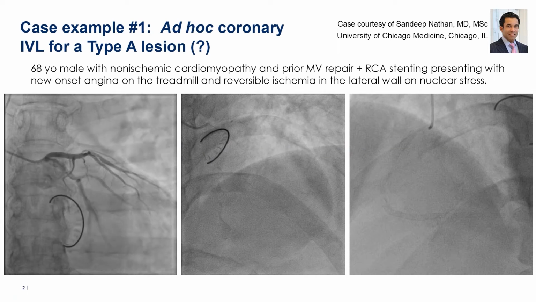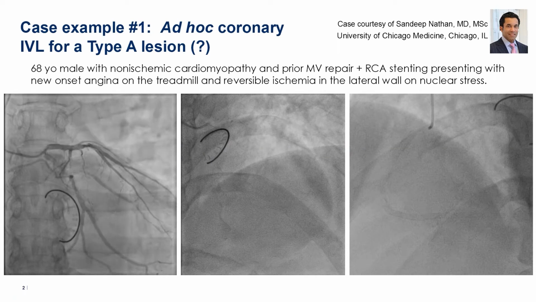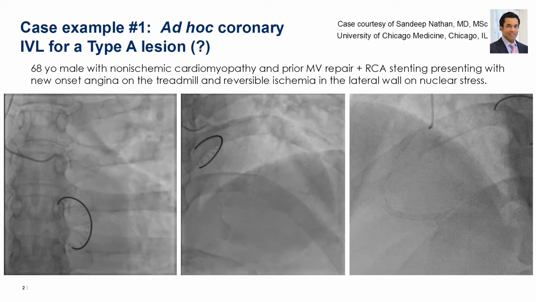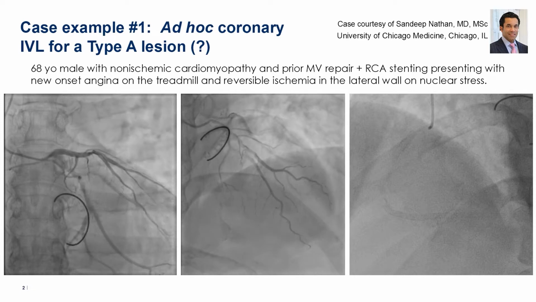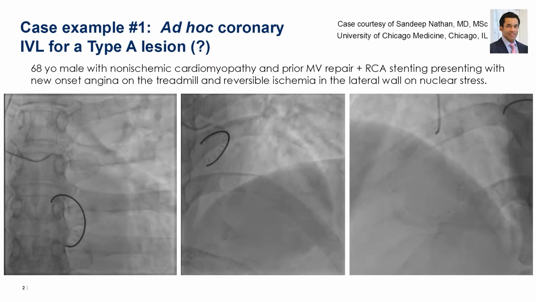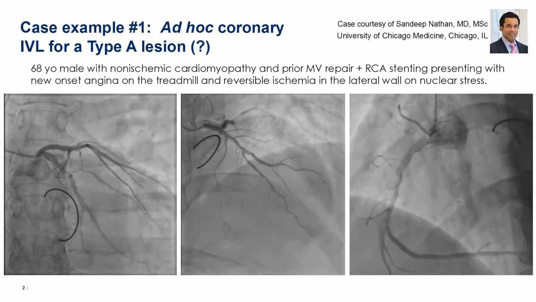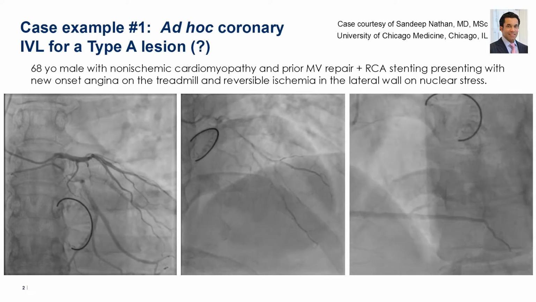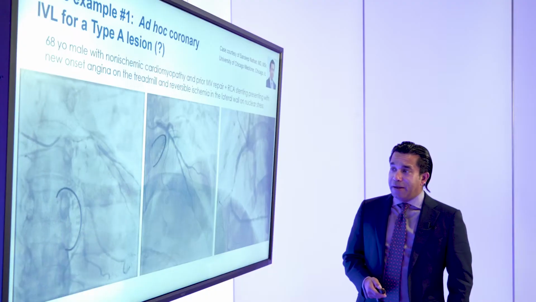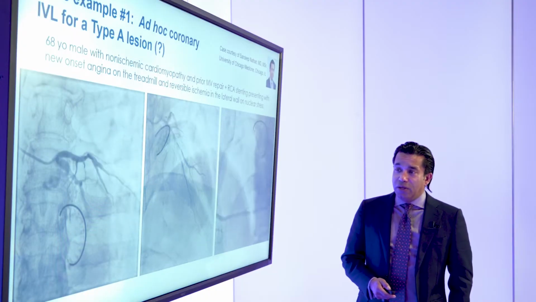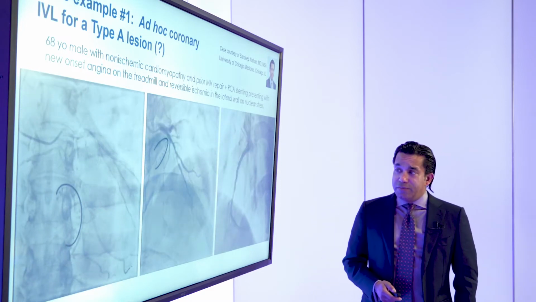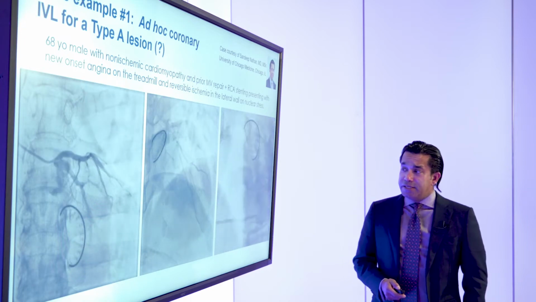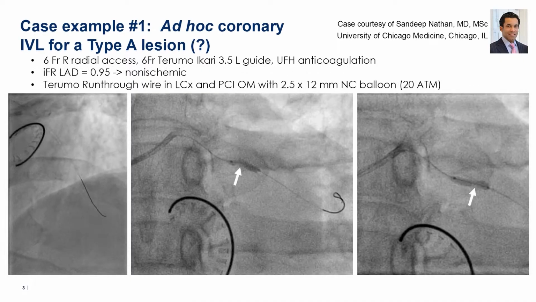But in this case, 68-year-old gentleman with a non-ischemic cardiomyopathy that I've been following for a number of years, prior mitral valve repair, as you can see here, and RCA stenting, presents with new onset angina and a pretty compelling reversible defect in the lateral wall. And looking at the angiogram, what you see is that there is an obtuse marginal. It really doesn't jump out at you as something terrible, but there's an obstructive lesion at the ostium of it. Not a lot of angiographic calcium. You've got intermediate disease in the LAD, and the RCA stents are patent.